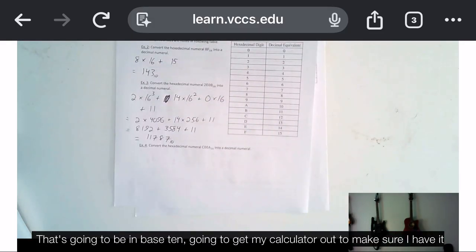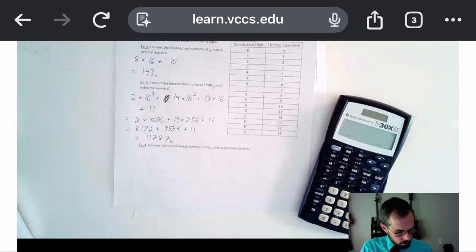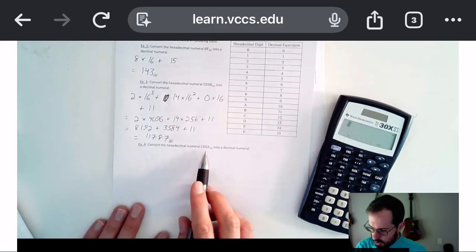I'm going to get my calculator out to make sure I have it. We're going to need it in a little bit. There we go. One more example here. Let's convert the hexadecimal number C00A into a decimal numeral.